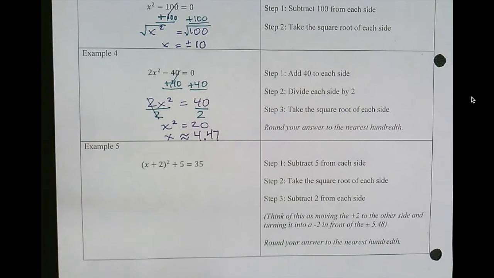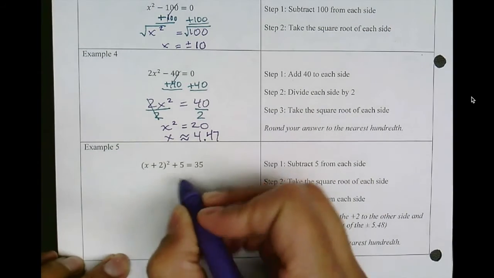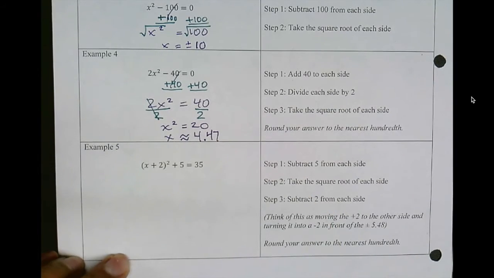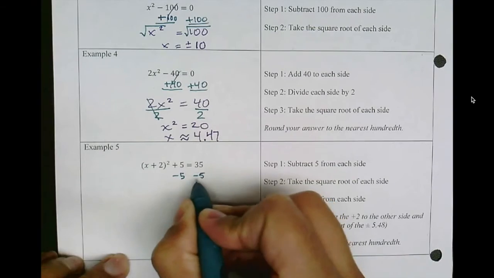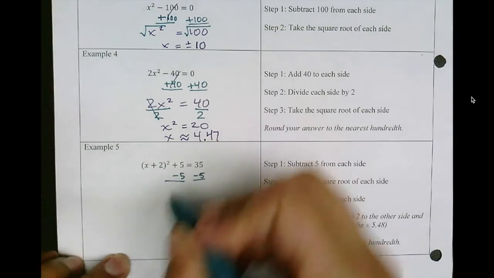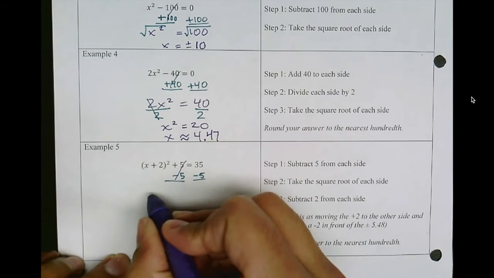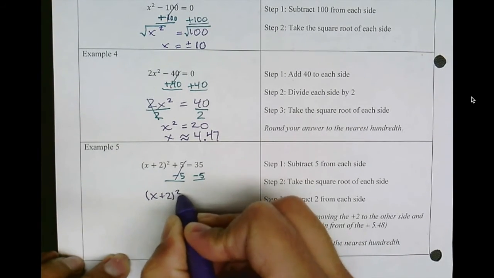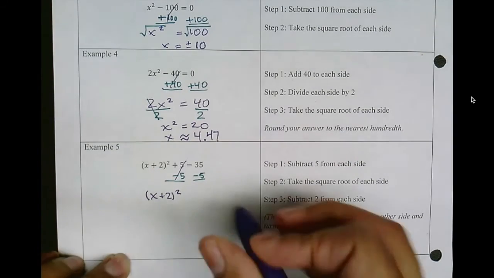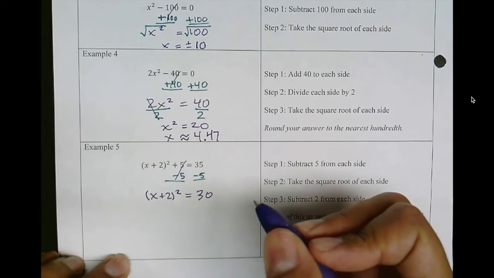Let's take a look at our fifth example. Our first step here, as I wrote, is subtract 5 from each side. So let's get rid of this positive 5 by subtracting 5 on each side of our equation. Remember, on the left side, we subtract to cancel out the 5's, which leaves us with now x plus 2 in parentheses to the power of 2. So we're simply bringing this down, equal to 35 minus 5, 30.